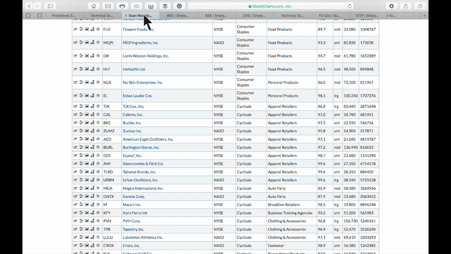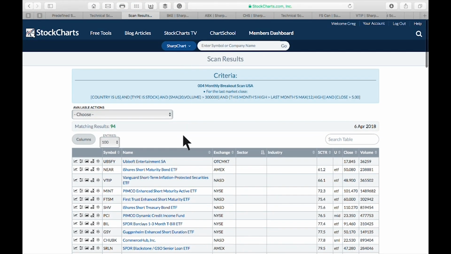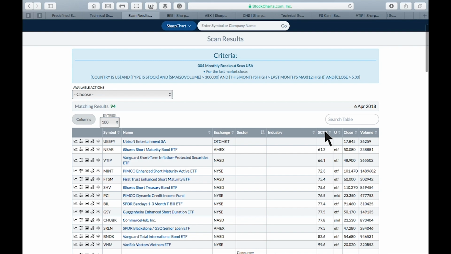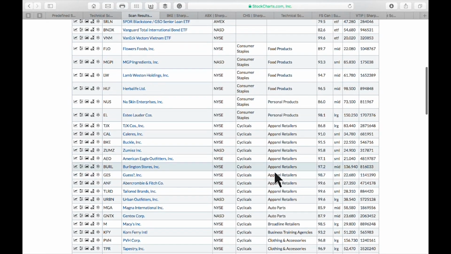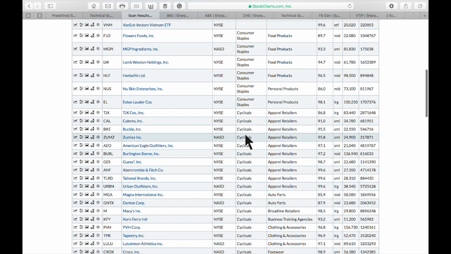When we run that scan, obviously it brings us our data, and what we can do is sort it into industry and sector. Buckle was the current stock that I had up there, but look at how many apparel retailers are also hitting new highs in this current month. So this would lead you to believe that there's some strength in that sector.